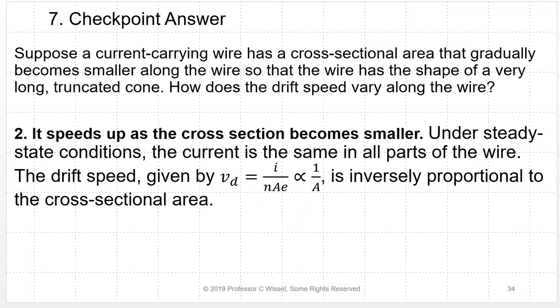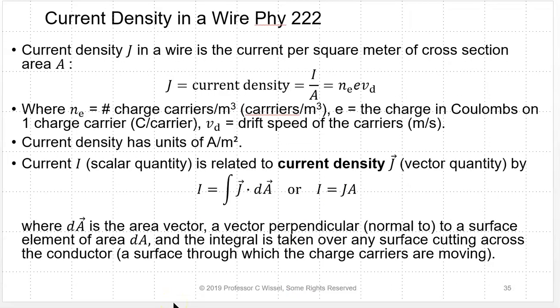And that makes sense. At this point, if you're an algebra-based physics student, that is Physics 122, you're finished with the lecture. Thank you. If you are a calculus-based physics student, that is Physics 222, we have one more topic for you, only 4 more slides. The topic is current density in a wire.